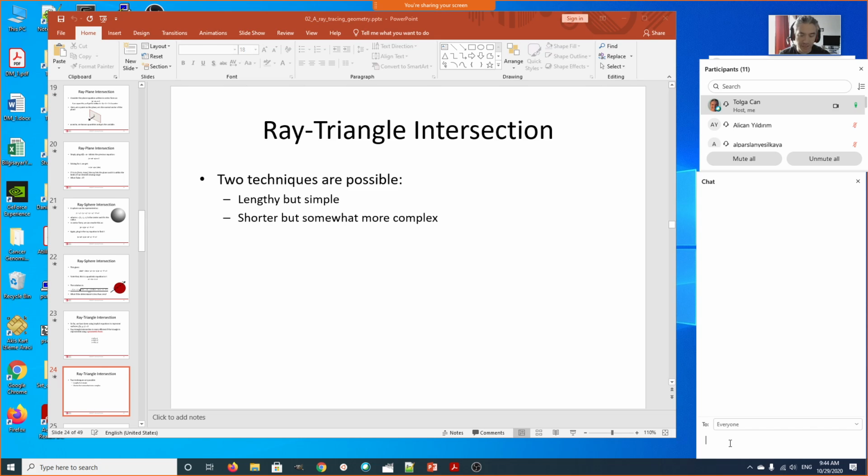I'm going to write in the chat box: barycentric coordinates of a point in a triangle. It basically states an implicit triangle equation. Just consider any point inside a triangle. Any point inside a triangle is like a weighted average of the three corners, right?